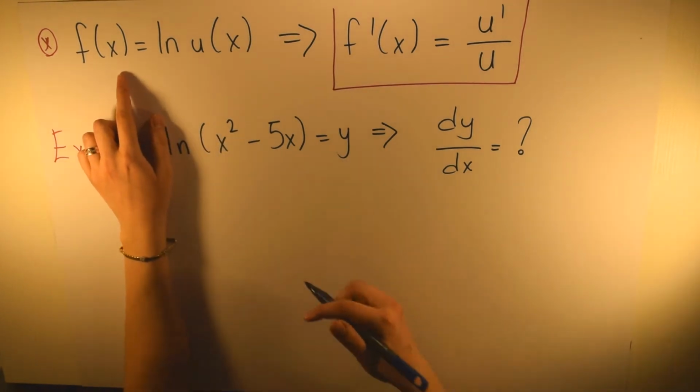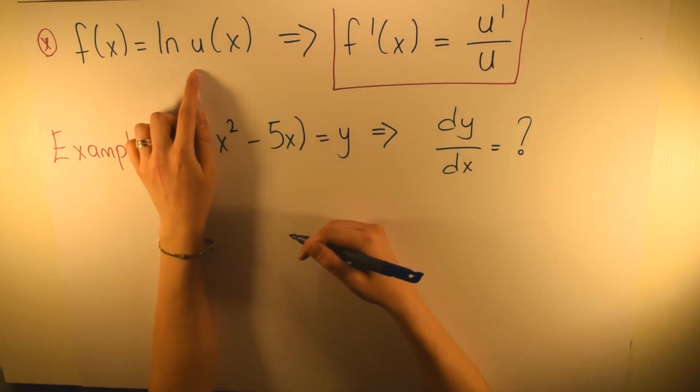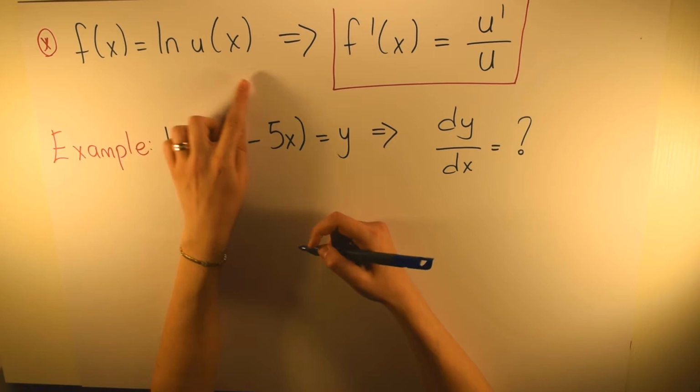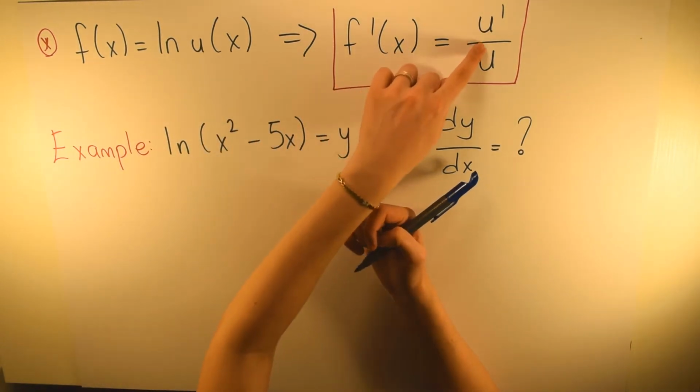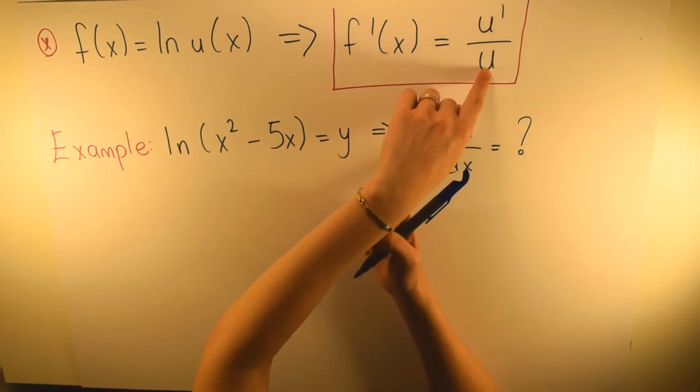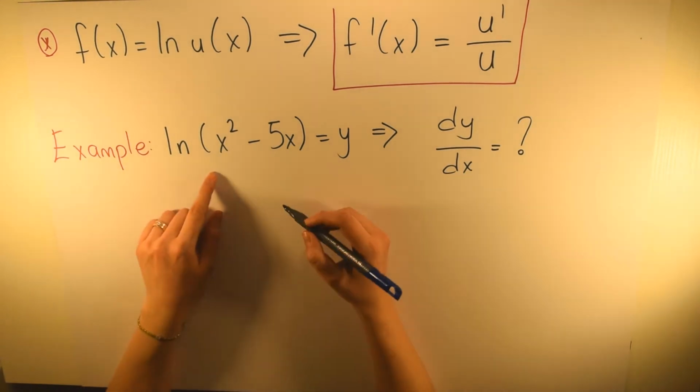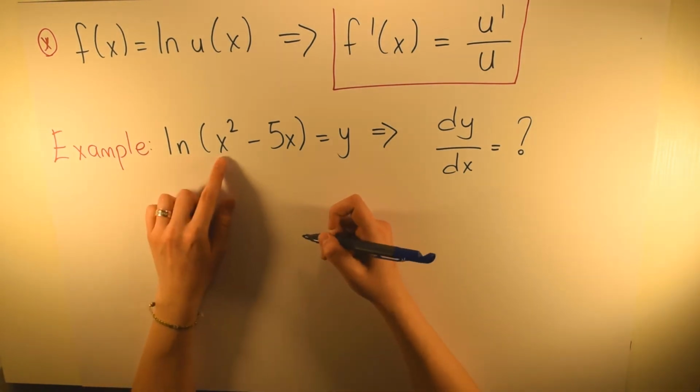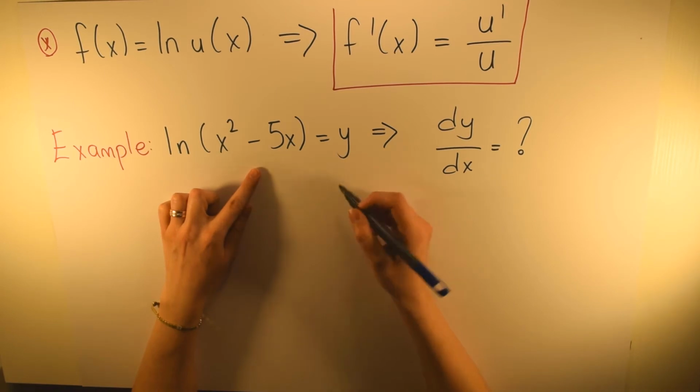Let's say our f of x is equal to natural log of u of x. Its derivative is equal to the derivative of u over u. Okay, let's look at this example. For example, here we have ln of x squared minus 5x is equal to y.